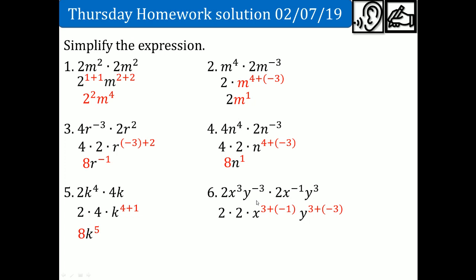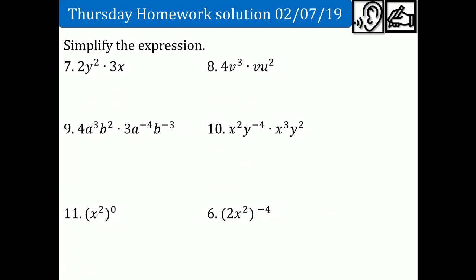It's still that. So, worry about the x. So x to the 3 plus negative 1, which is 2. Y to the 3 plus negative 3 is 0. Anything to the 0 power is 1. Y to the 0 power is 1. X squared remains the same. 2 times 2 becomes 4. How do I get the x squared? It comes from x to the power 3 plus negative 1. Remember, the y to the 0 becomes 1. Anything multiplied by 1 is itself.